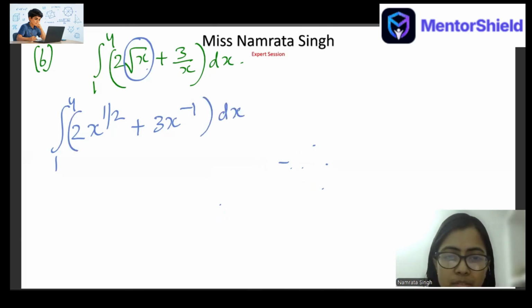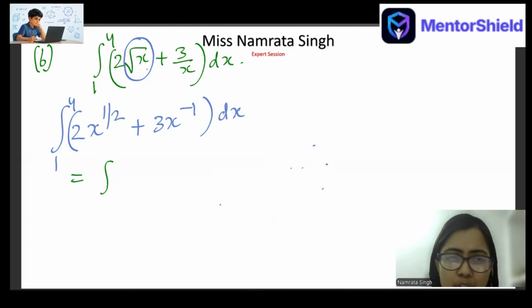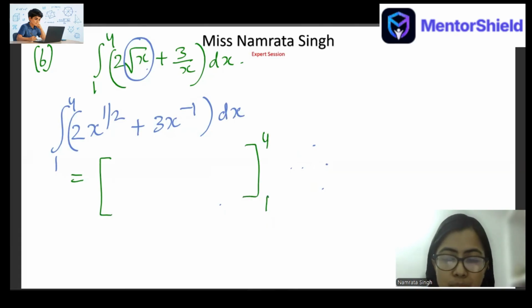What would be my integration of this? Okay, so integration of 1 to 4. Now that I have to open this, I'm integrating already, I will not put this integration sign. Instead of that, I will put the square brackets, and in the square brackets, here will be my lower limit 1 and here will be my upper limit, that is 4. Fine. So 2x raised to half, what will it be?